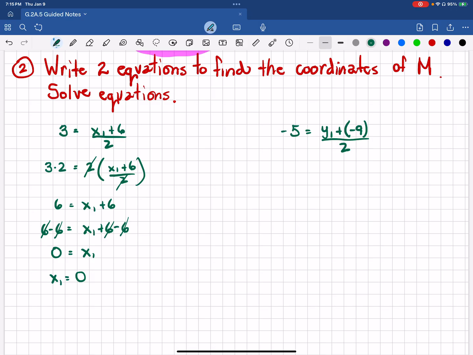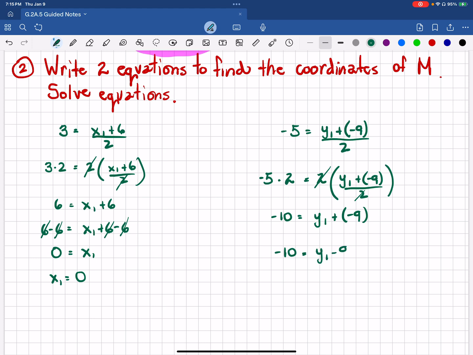I'm going to come over here, and we're now going to start with our y's. I'm going to do the same thing. I'm going to multiply both sides by 2 because I want to get rid of that denominator. So on the left-hand side, I get a negative 10. The 2's cross out, and what remains is y1 plus a negative 9. Now you know that if we're adding negative 9, we can just turn that into a subtraction problem, and this becomes y1 minus 9.